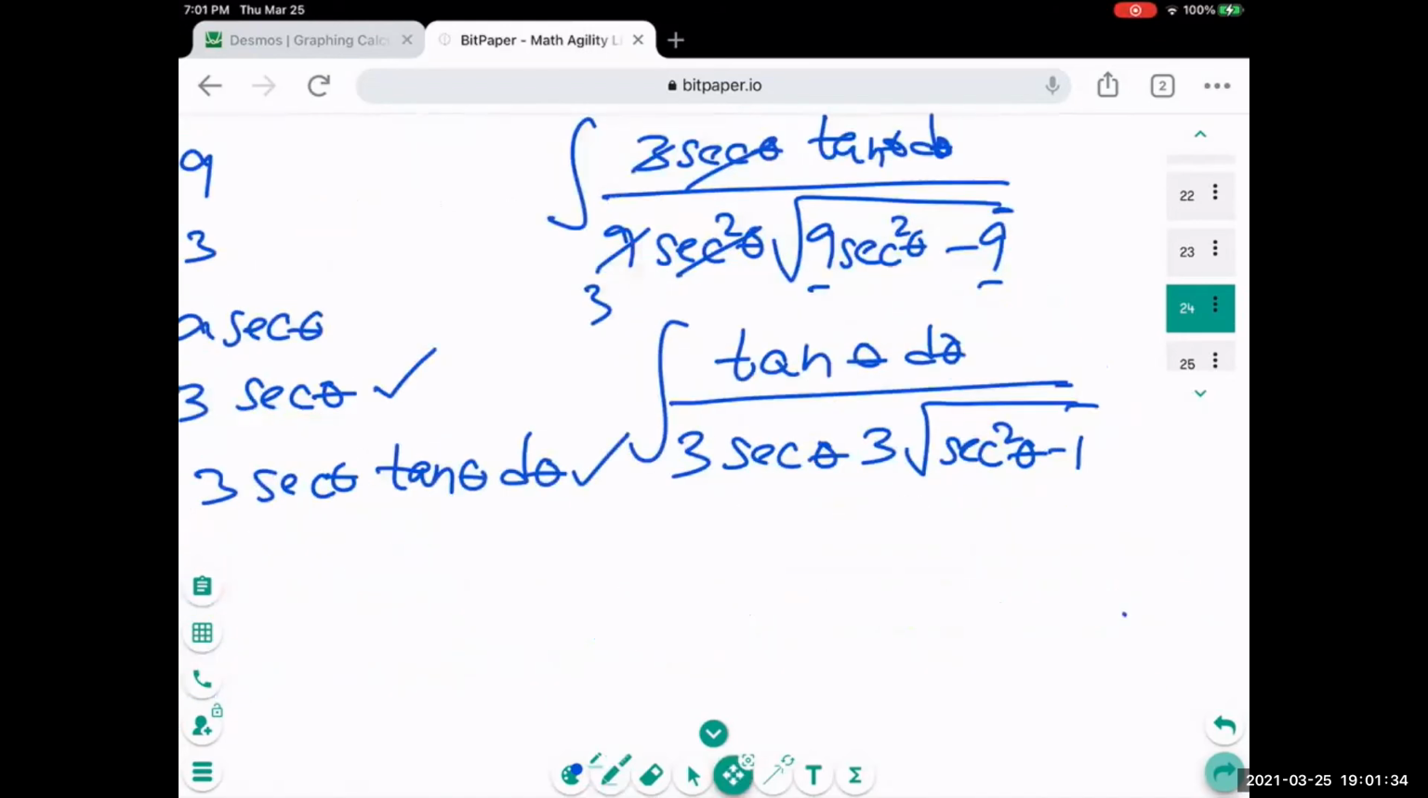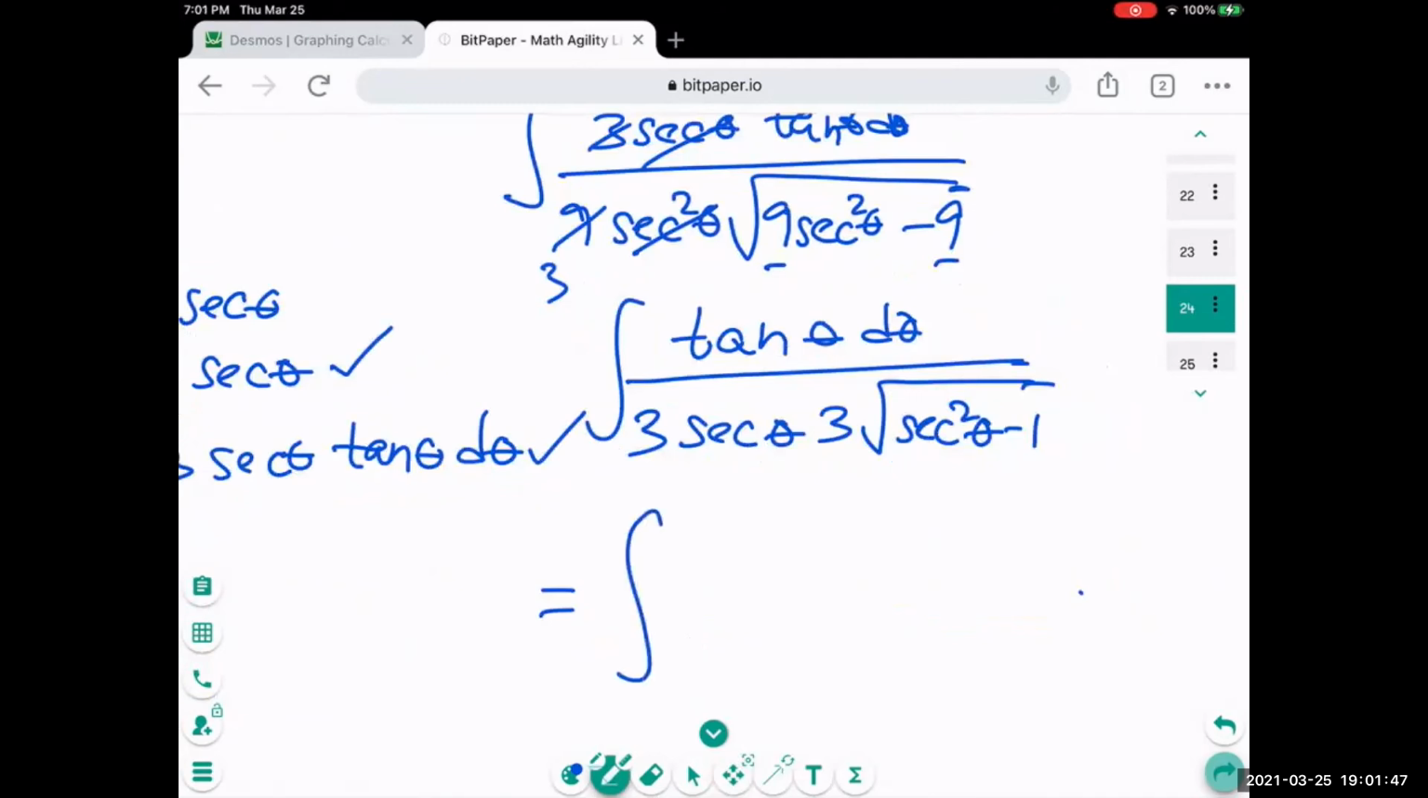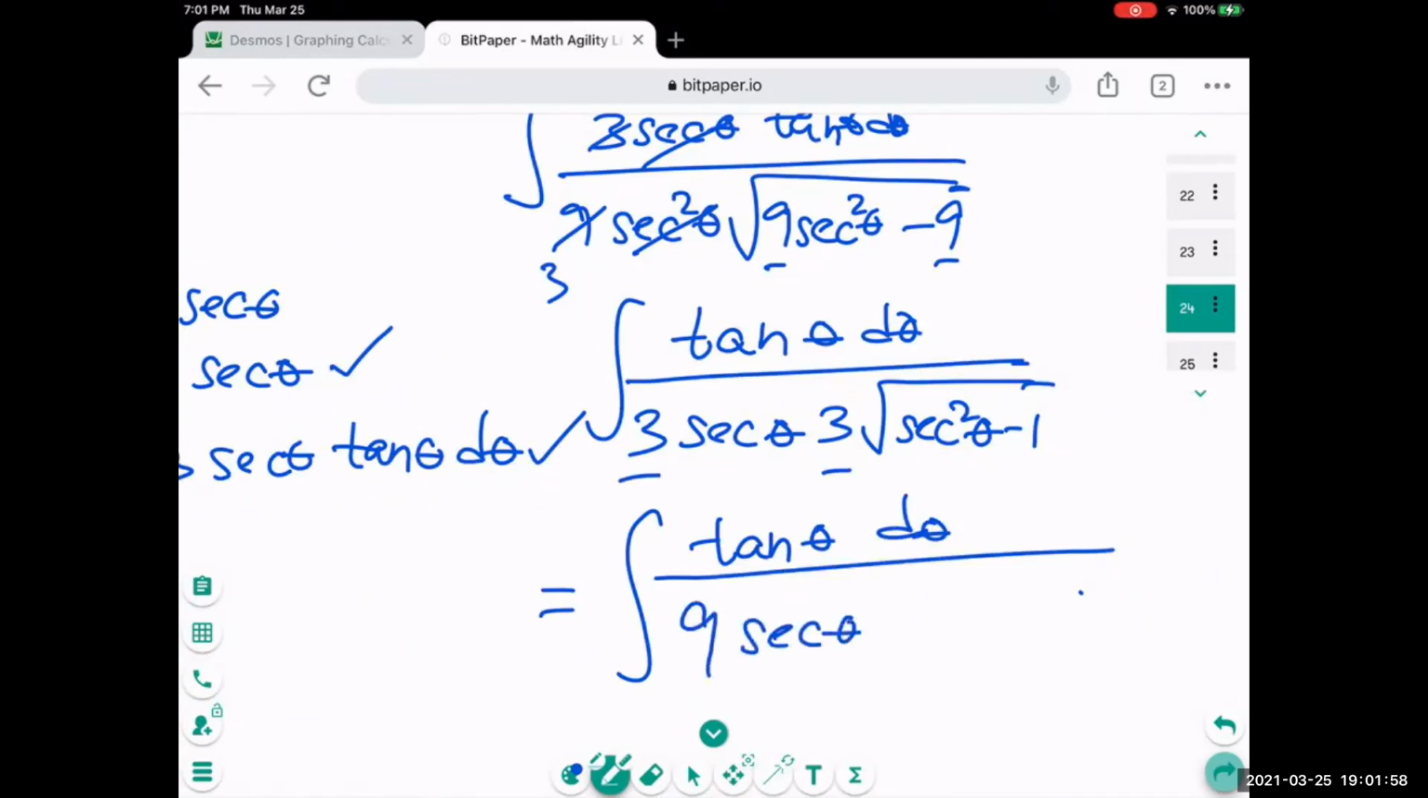Okay, so ano yung secant squared theta minus 1? Yun yung nakita nating Pythagorean identity in the table, which is equal to tangent squared theta. Right, so let's write it here. Tangent theta d theta. So combine natin yung dalawang 3, which is 9 secant theta. Etong lalabas is tangent theta na lang because of the square root, mawawala na yung square doon sa tangent.